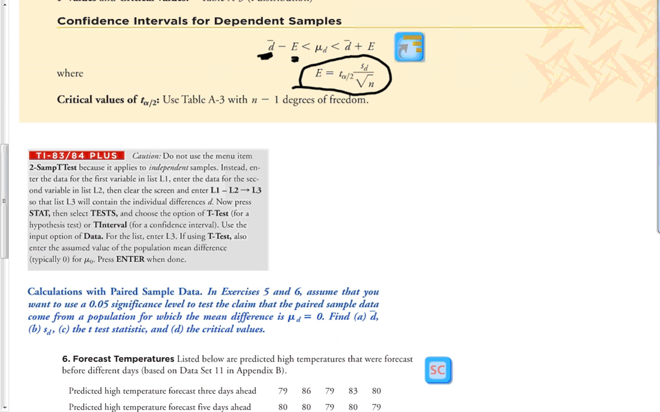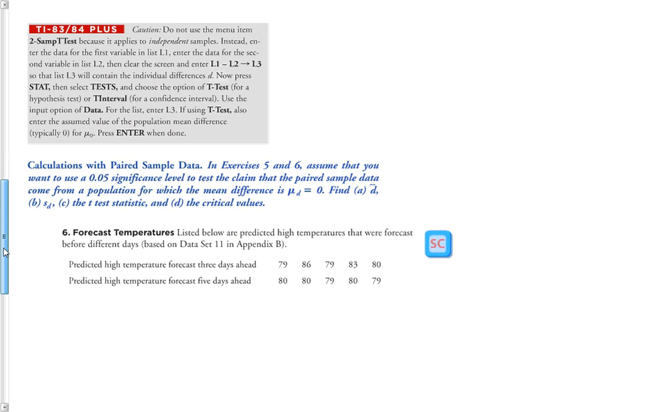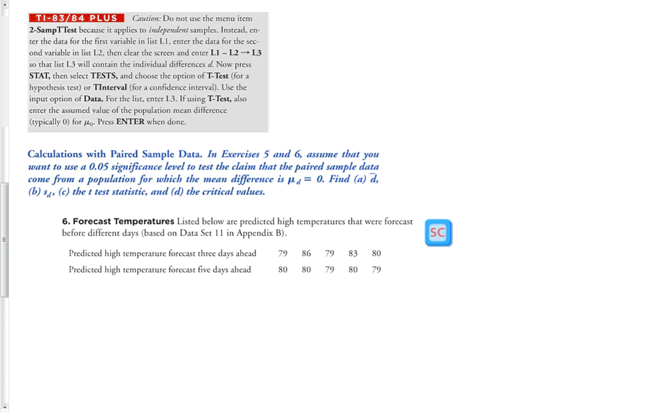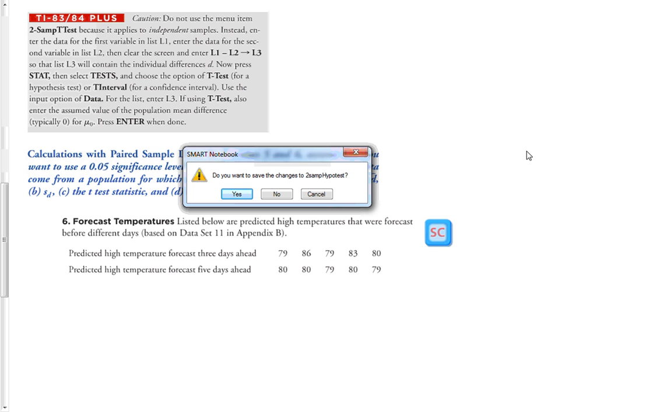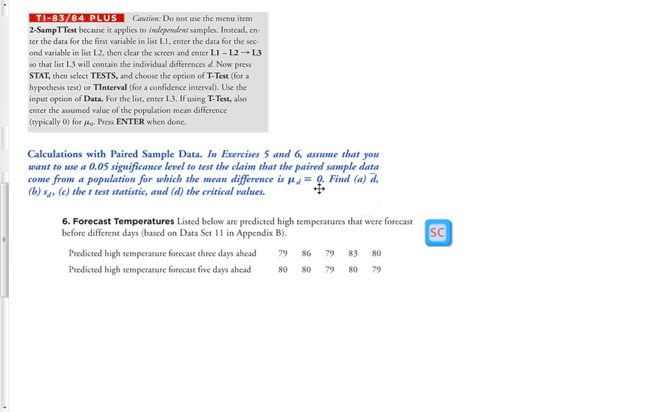For our first example, we'll take a look at this data set here, and we'll follow these directions for plugging the information into our TI 83 or 84 plus calculator. All right, so the directions read that we're supposed to use the data set for exercise 5 and 6.